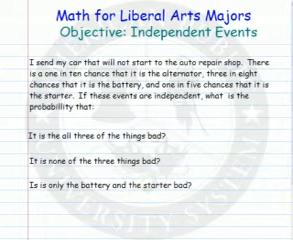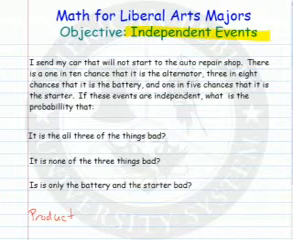In this video, we're going to work on a concept called independent events. The occurrence of one event does not help or hurt the occurrence of another event. There is no relationship between them. And to find the probability of them, it is the product of each of the events.